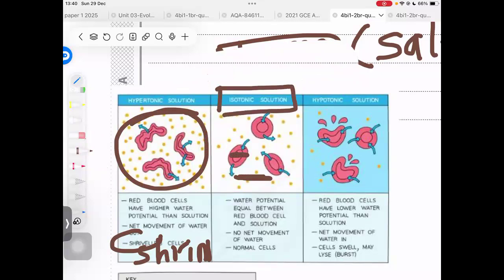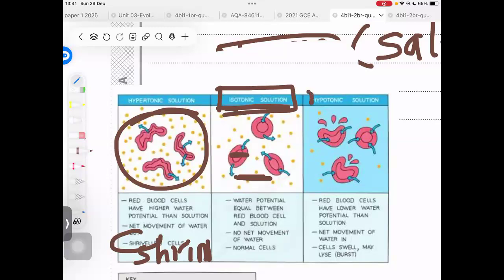Osmoregulation is a part of homeostasis. What do you mean by homeostasis? Homeostasis means maintaining a constant internal environment in our body. So osmoregulation is an example of homeostasis. You can see it always tries to maintain our body cells in an isotonic solution.